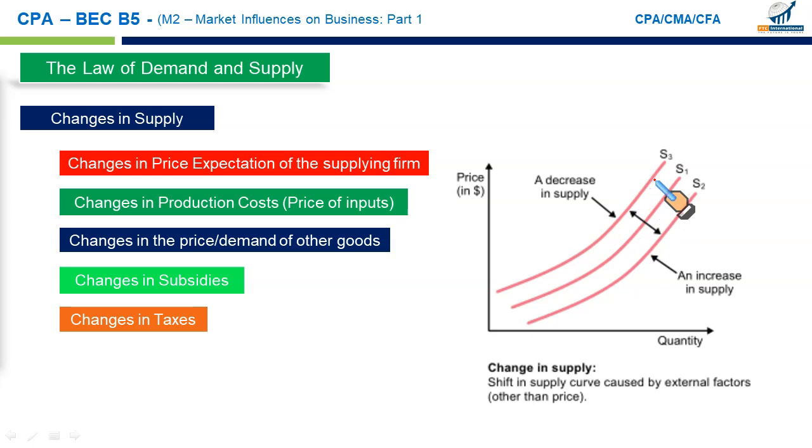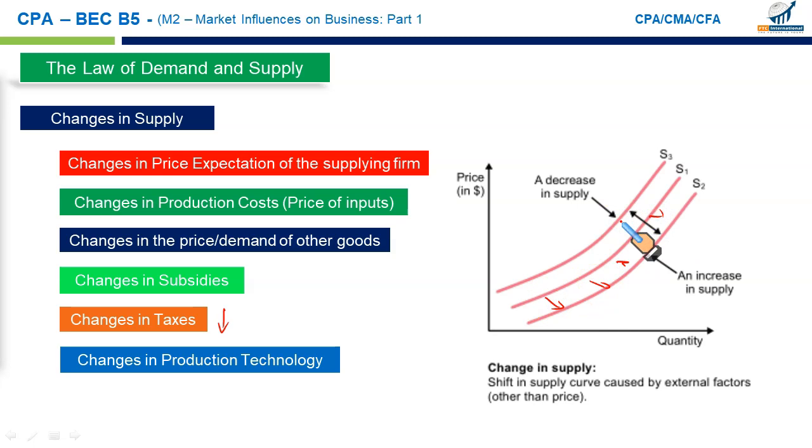Likewise for taxes, changes in tax. If the tax rate is increased, it means the firm will have less resources to produce, so the supply curve will shift inwards. And conversely, if the tax rates fall, then the firm will be able to supply more. In that case, the supply curve will shift outwards. Then changes in production technology. If there is a revolution in production, some new equipment which is now able to produce more, then clearly the supply curve will shift outwards.